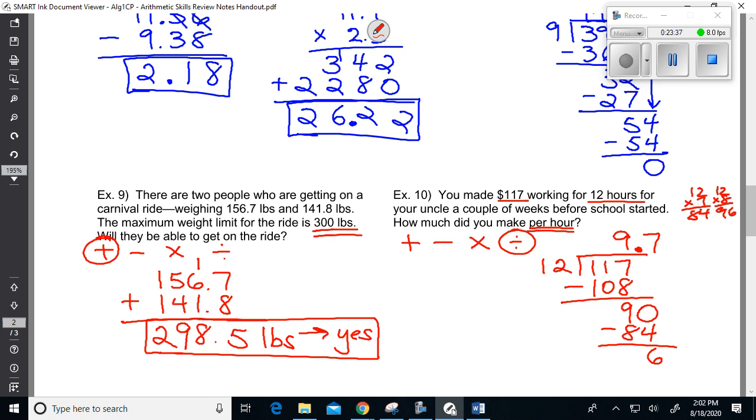So bring down another 0. Will 12 divide into 60 even? 5 times. There's your 60. Here's your 0. So you're making $9.75 per hour.